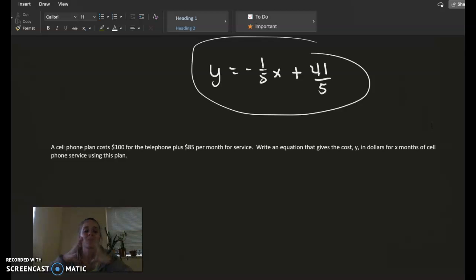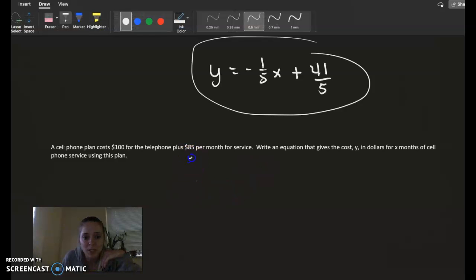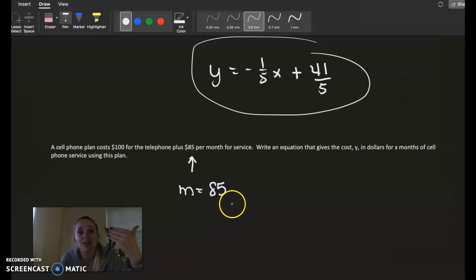So, couple things to think about. Remember that the slope is the rate of change. So what is changing here? How much you're paying depends on how many months you have that service, right? So your rate of change is the amount that you're paying per month. So I know that my slope here is my rate of change, and I'm paying $85 for every month that I'm paying for this service. So it's going up by $85 every month. That's the rate of change.